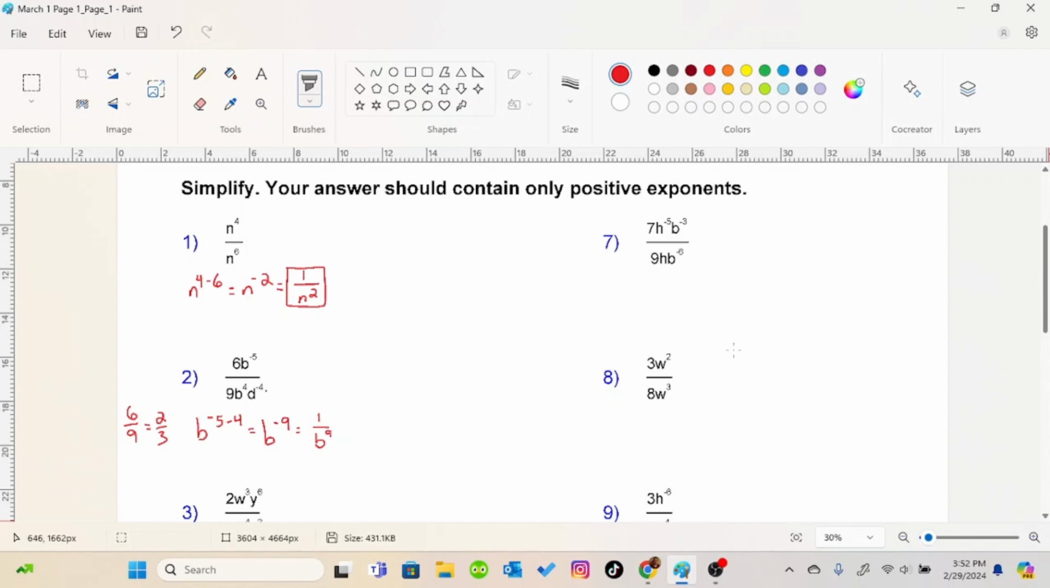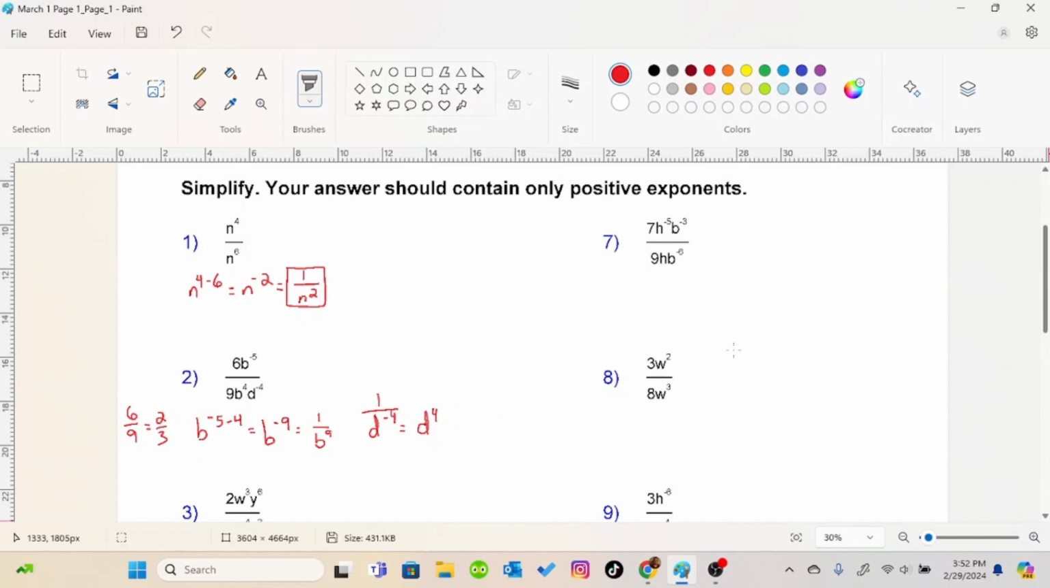And then finally, we have d to the negative 4 on the bottom. But we need these to be positive, so that would be the inverse, which would turn 1 over d into d over 1, or just d to the 4th.